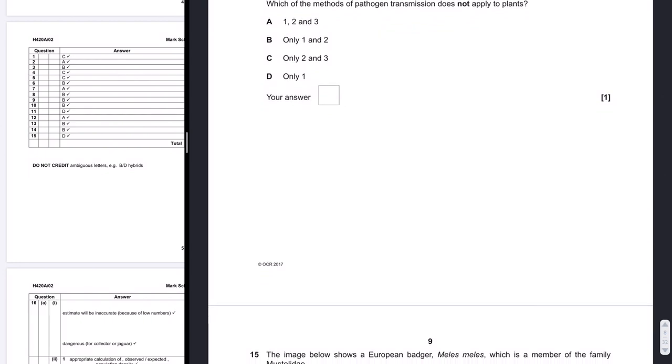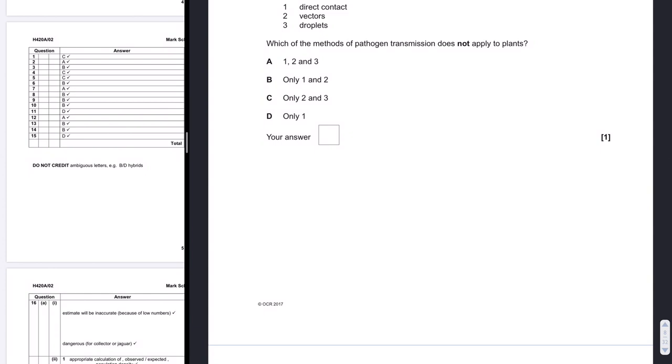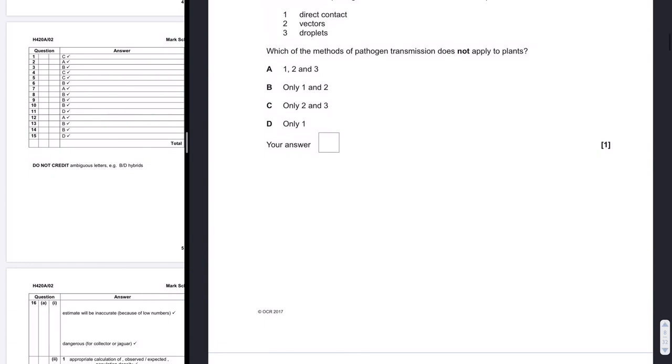3 methods of pathogen transmission between animals or plants are listed. Oh yeah, this is the one that had an error. The erratum that was published was which of the 3 methods of pathogen transmission between animals or plants are listed below: direct contact, vectors, droplets. Which of the methods of pathogen transmission does not apply to plants? And come on, OCR, you can't sort out your exam papers. Jeez, it's embarrassing. What they made an error here was which of the methods of pathogen transmission can apply to plants. That's the error that had to be corrected on the day of the exam, which I'm sure students found very useful.